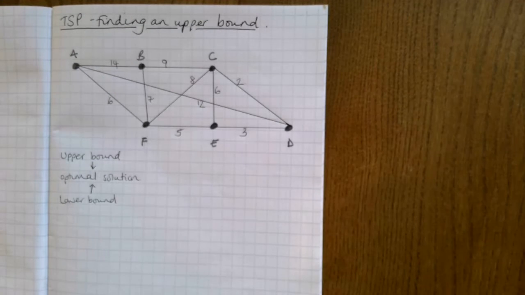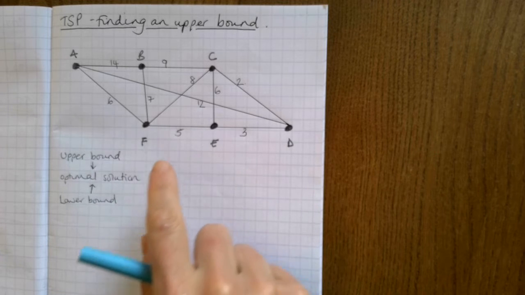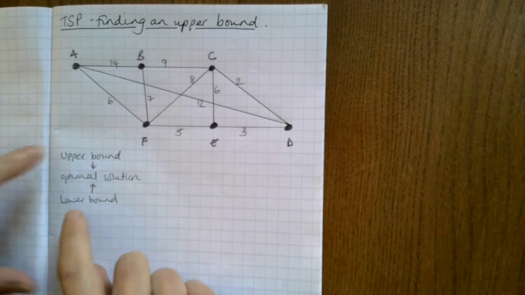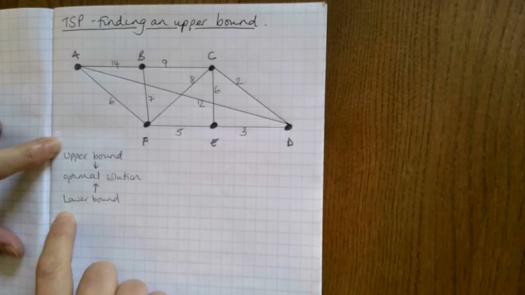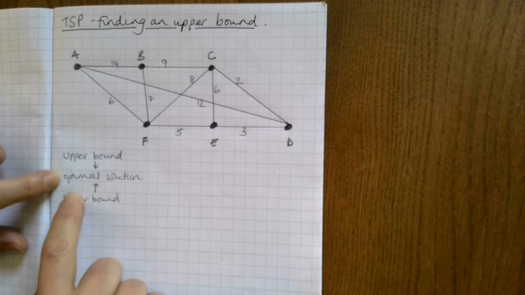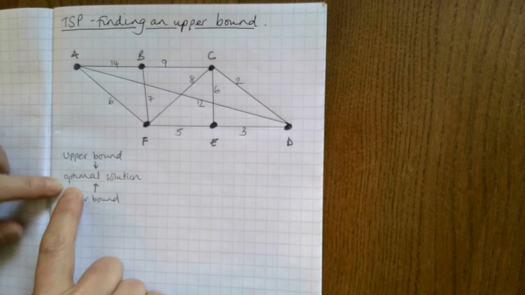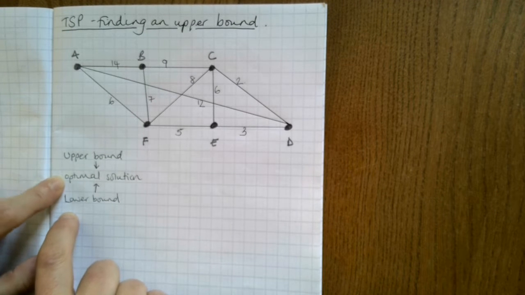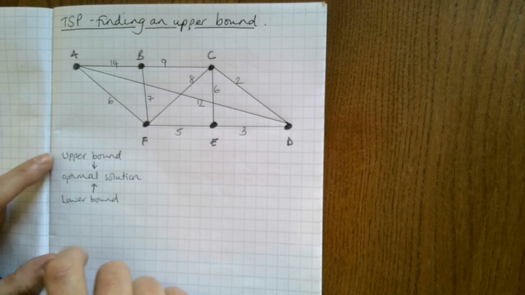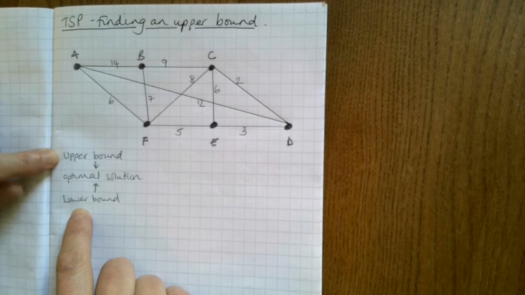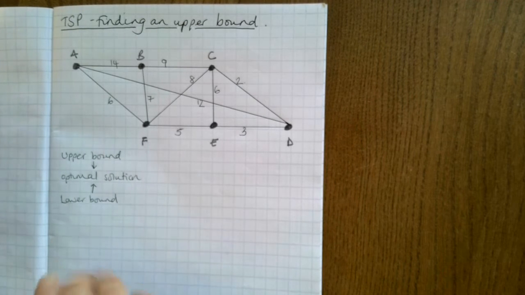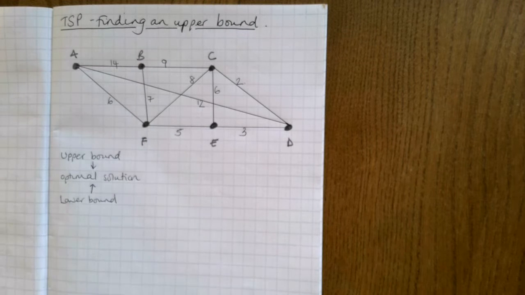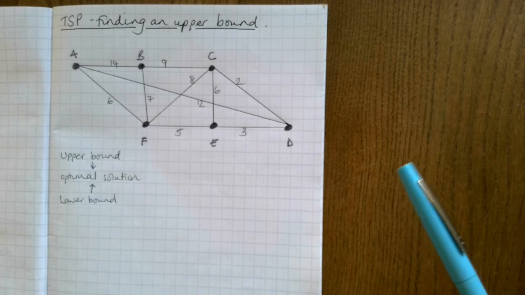Last lesson, we found out that you have an upper bound and a lower bound, and the optimal solution lies between those two things. So we can't solve the travelling salesperson problem exactly, but we can find a best upper bound and a best lower bound and narrow the gap, and know whether we've got an optimal solution between those two things. Today we're going to think about finding an upper bound.